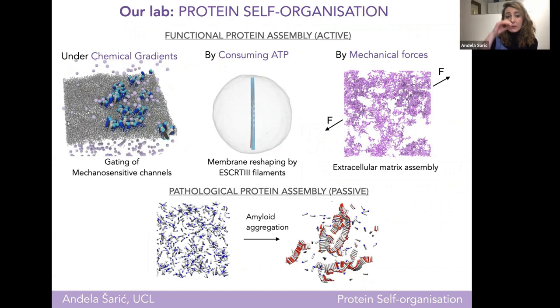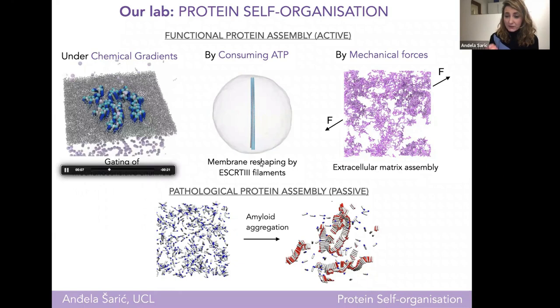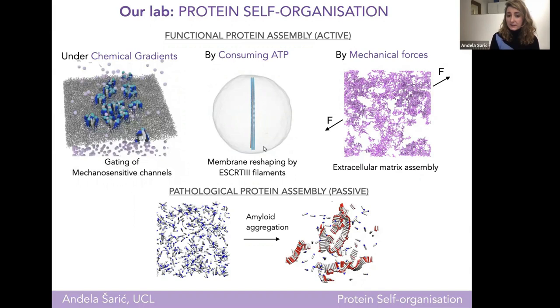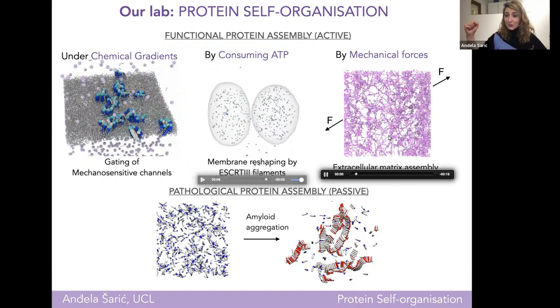Probably the simplest way, maybe the most ancient way, is by gradients in chemicals. One example are mechanosensitive channels, which are proteins that operate under gradients of osmolites. Another very prominent way is by consuming energy-rich molecules such as ATP. And this is another topic that we study in the lab in the context of membrane reshaping by active ESCRT-III filaments. And the third main way is by mechanical forces that push and pull proteins, change their shapes, and therefore control their assemblies.